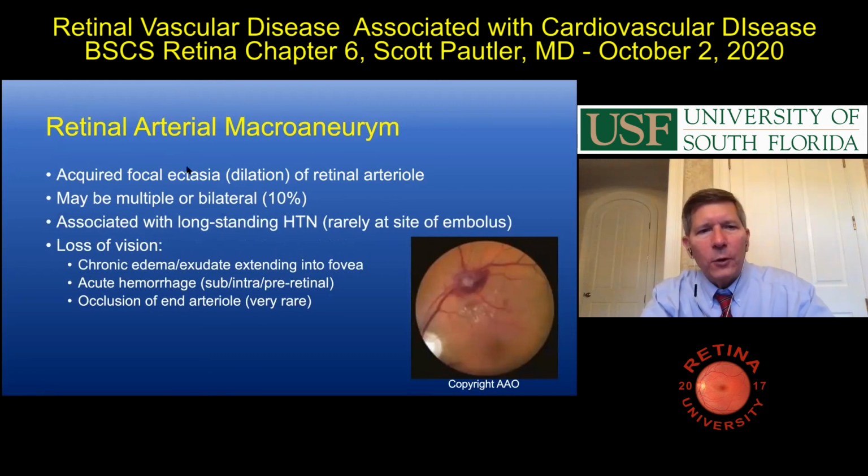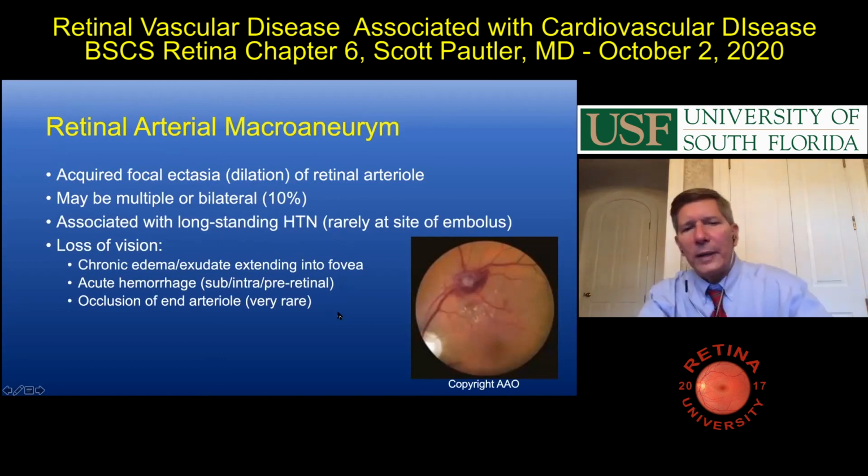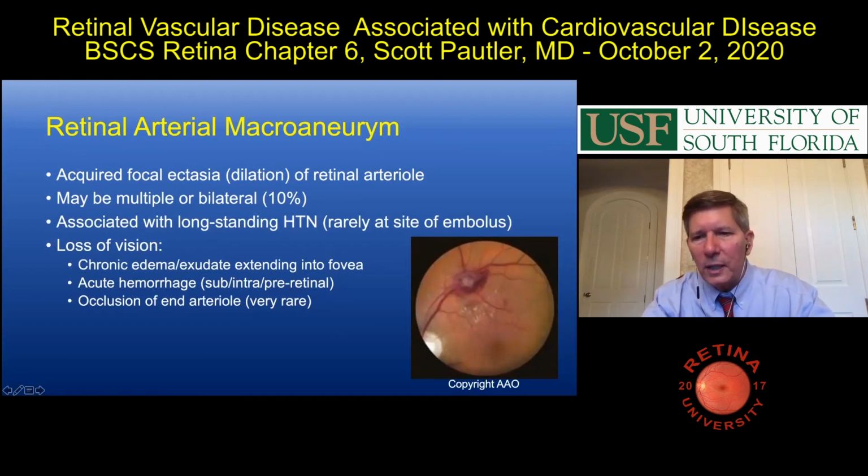Macroaneurysm, a focal ectasia, meaning dilation of the retinal arteriole, may be multiple or bilateral. They're usually unilateral though. It's seen especially in elderly women, for some reason, with long-standing hypertension. Sometimes at the site of the macroaneurysm, you can look back on your pictures and see where there was an embolus that damaged the vessel wall, which then evolved into a macroaneurysm. But most of the time, you'll just see the macroaneurysm.